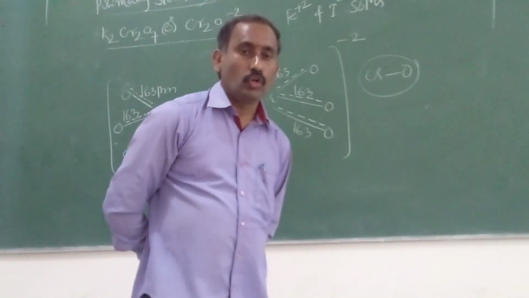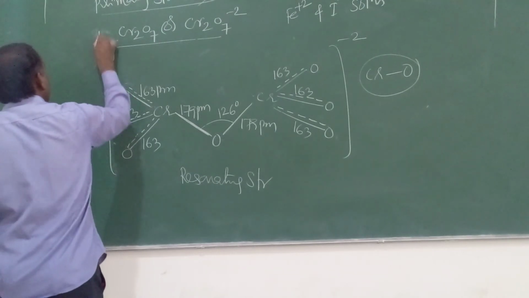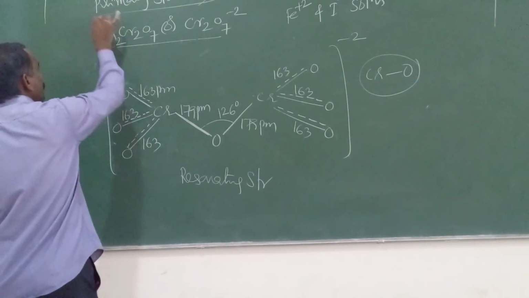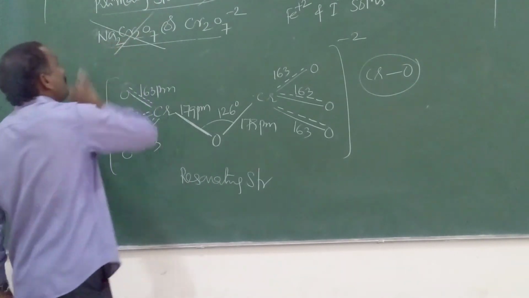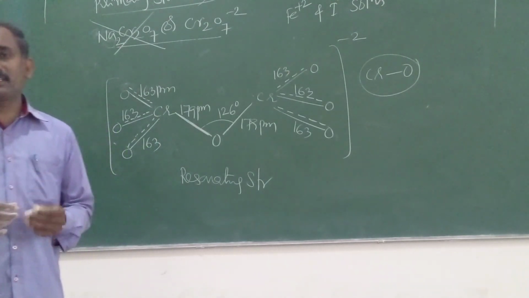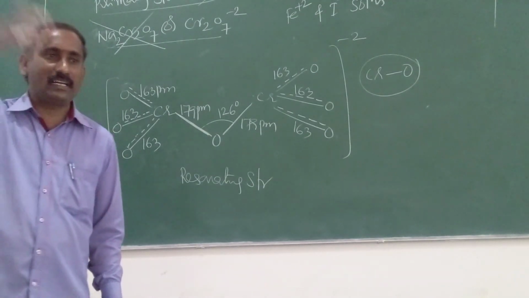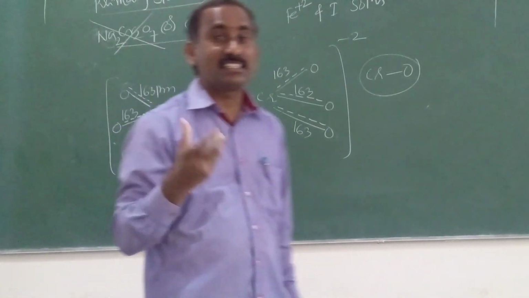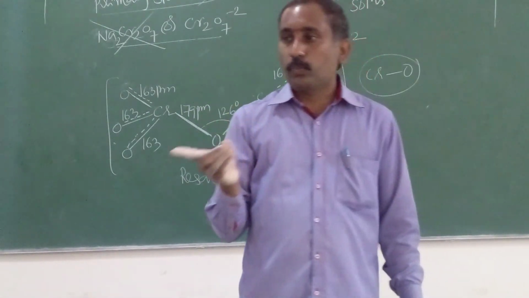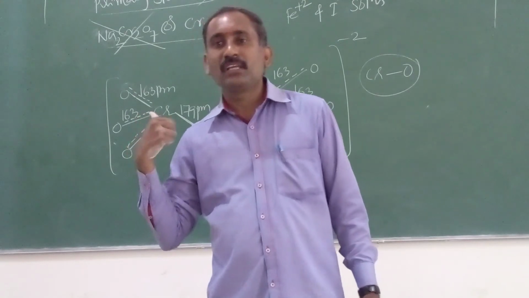Below that you have to write down note. In place of potassium, if I write sodium, the sodium dichromate is not a primary standard solution, because sodium dichromate is deliquescent. Deliquescent means it absorbs moisture from atmosphere. Whenever it absorbs moisture from atmosphere, automatically there is a change in concentration. Hence, potassium dichromate only is primary standard. Sodium dichromate is not a primary standard.